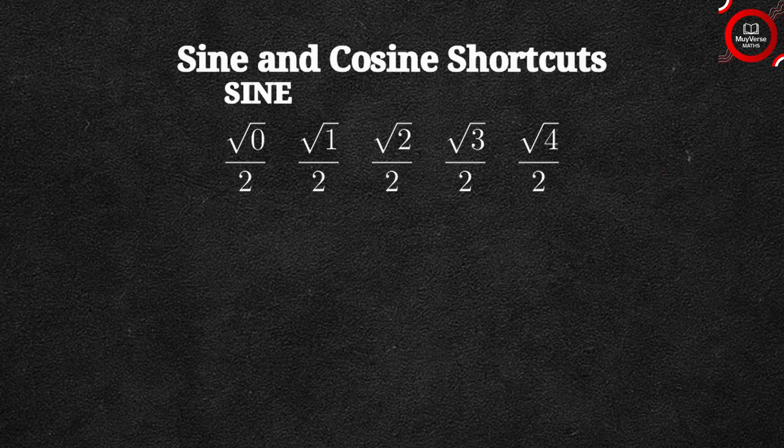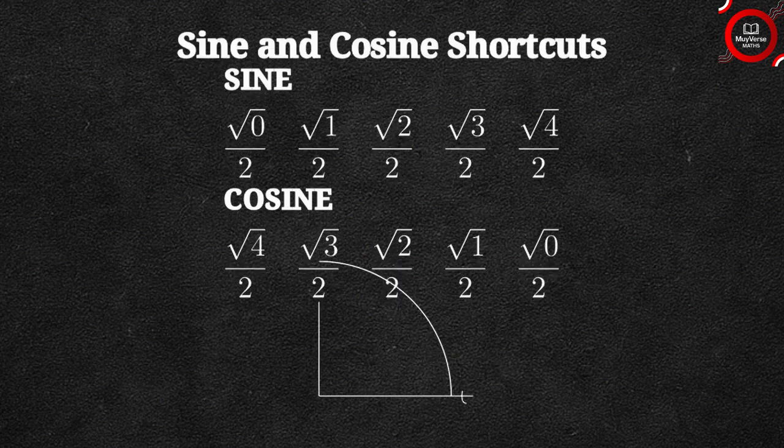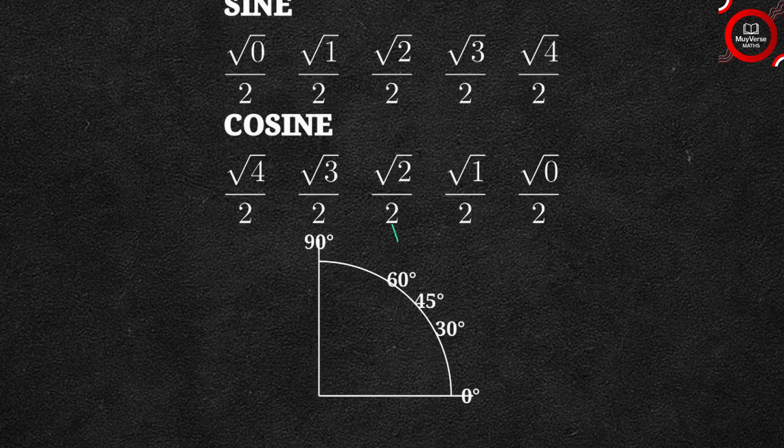For cosine, use the same list but in reverse order. This makes it quick to recall on exams. Now, let's see a quick visual progression from 0 degrees to 90 degrees. Watch the angle sweep along the quarter circle.